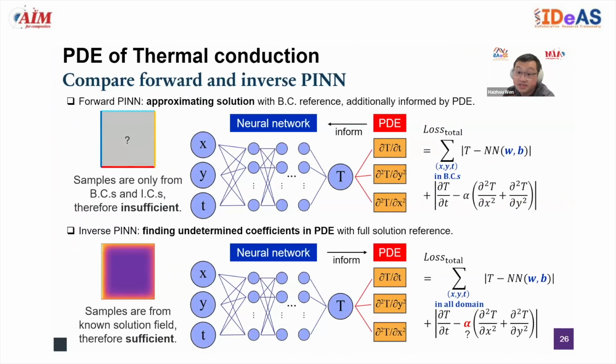So to summarize a little bit, the mission of the forward PINN is to solve an undetermined PDE with partial or insufficient reference data on BCs or ICs. The idea is to let the PDE provide additional information for the NN for better approximation. In contrast, the mission of an inverse PINN is to inversely find the undetermined PDE in a data-driven way. The idea is to optimize the undetermined coefficient in the PDE along with weights and biases, with sufficient data from the whole domain.